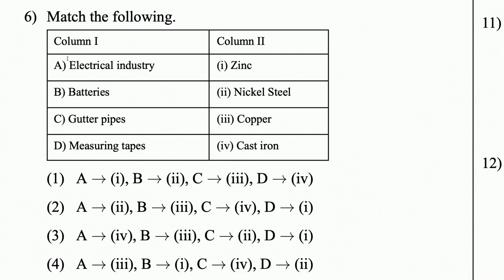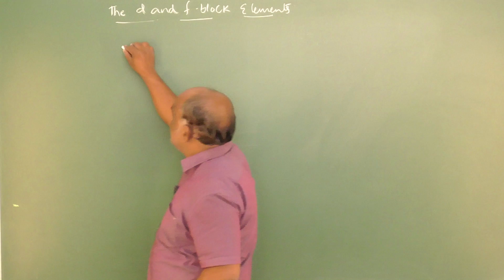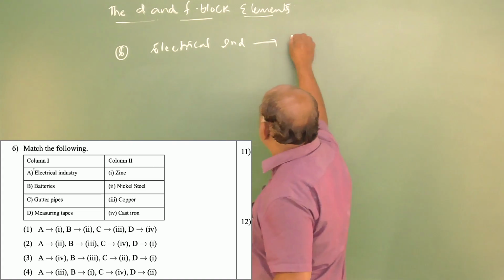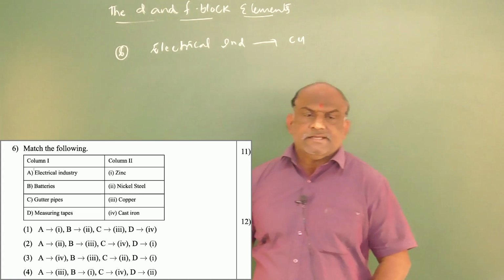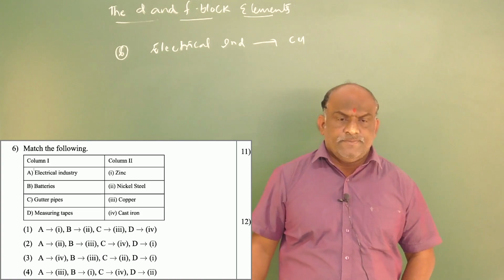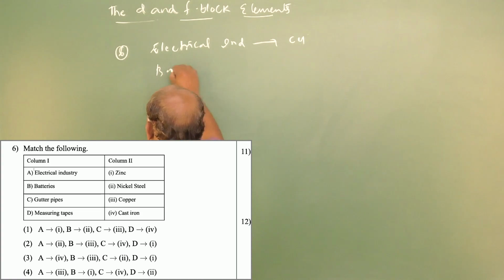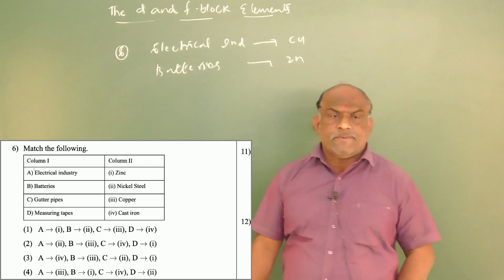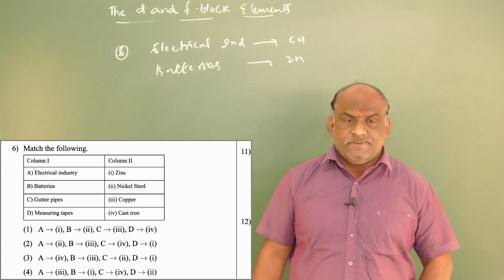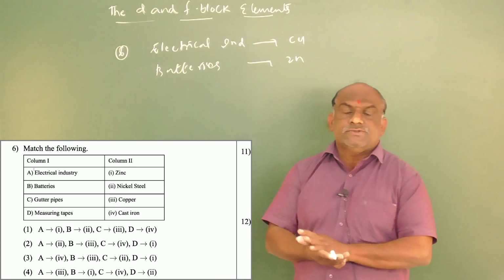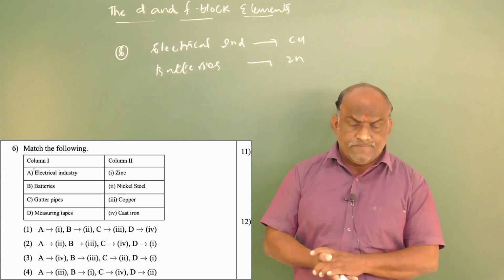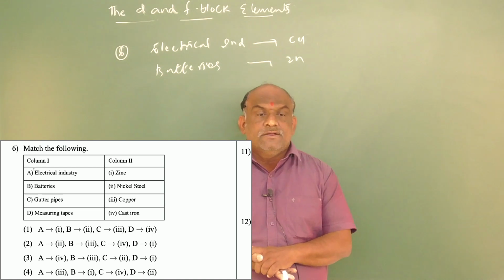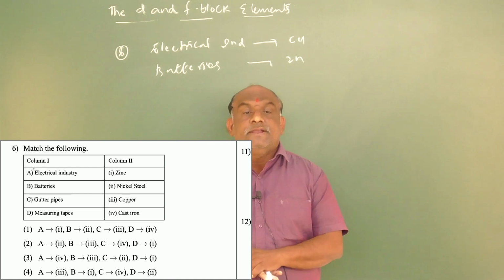Electrical industry: we know that in the electrical industry we can use copper. Second one is batteries. We know that for batteries we can use zinc. The next one is gutter pipes and measuring tapes. Gutter pipes can be prepared from cast iron. And the metal used for measuring tapes is nickel steel.